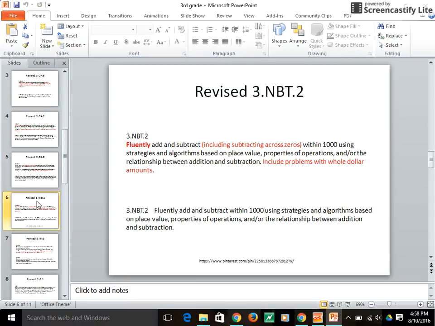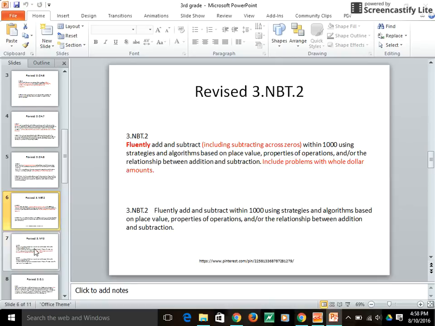Okay, 3NBT2. Again, we have another fluency. So add and subtract within 1,000. Be sure that we talk about include subtracting across zeros. Now, there's not any extra emphasis. They won't have any more questions on the test about subtracting across zeros. There was just some feedback, and they needed to be sure and include that in the wording.